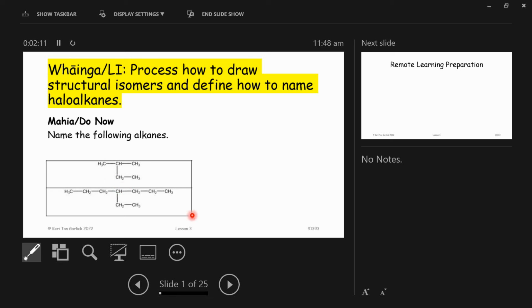Cool. All right, this one here, what'd you get? 4-ethyl pentane. 1, 2, 3, 4, 5, 6, 7. Yep, heptane. And then ethyl, and it's on carbon number 4. Awesome. Cool. Feeling better about this stuff? Yeah.